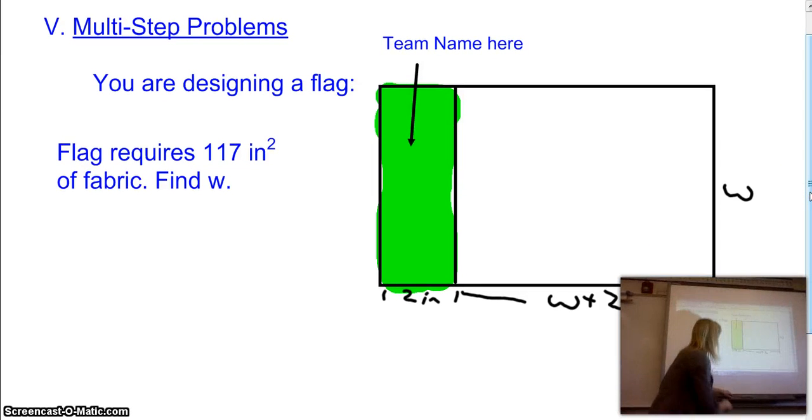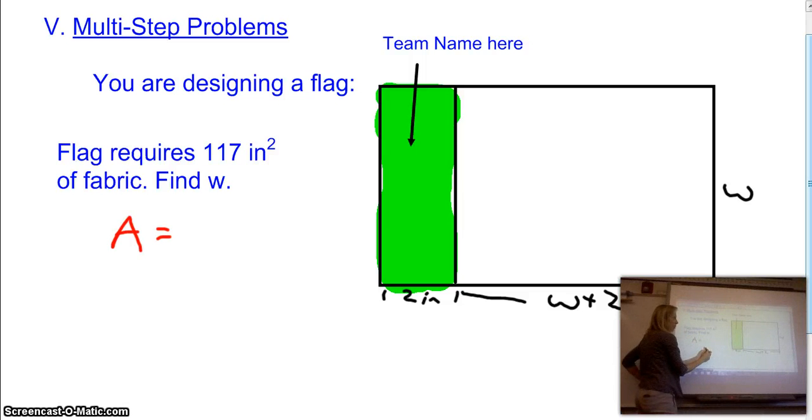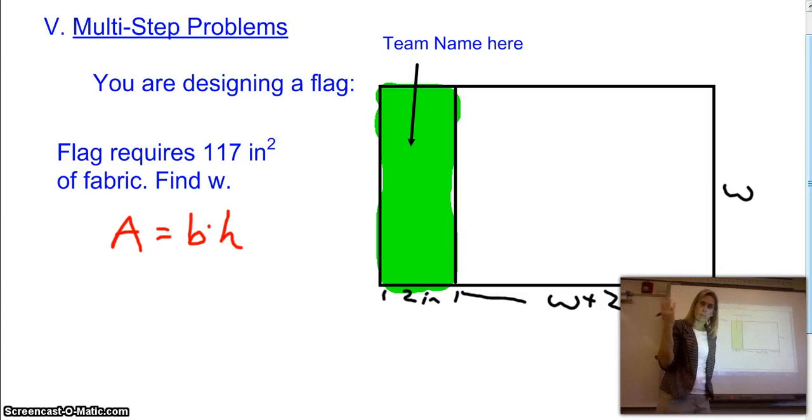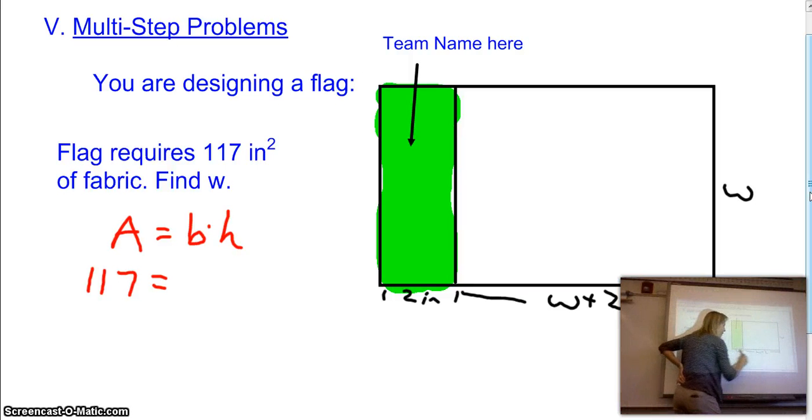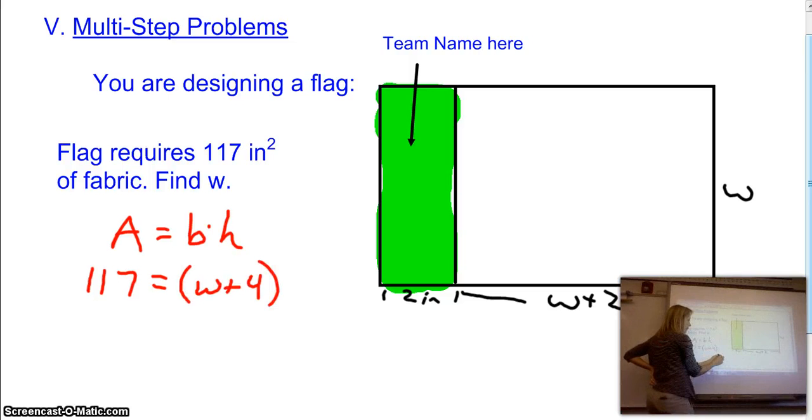Area of a rectangle equals base times height, right? Base times height. And so, do we know the area? In this case, we do. We would say 117, right? Equals, how can we write the value of the base? Well, the base, if I want to use the bottom for base, either side could be used, but we could say it is 2 plus W plus 2, right? So what is 2 plus W plus 2? W plus 4, right? And then we have the height of W.